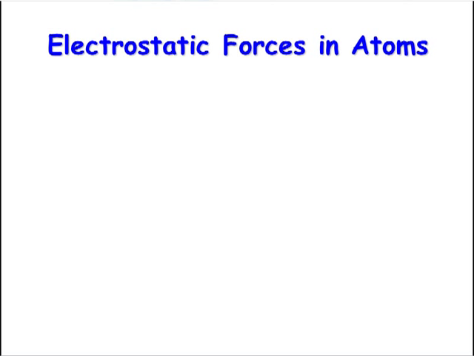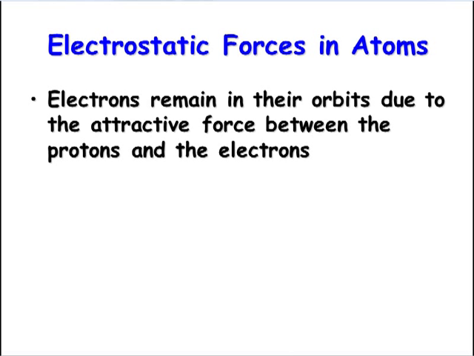Now, to produce a stable atom, there are going to be some forces that hold it together. If we think about the electrons and the protons, there are electrostatic forces. These are the attraction between the positive and the negative, or the opposite charges. And this is quite a strong force. It's that attraction between the protons and the electrons that will keep them in orbit.